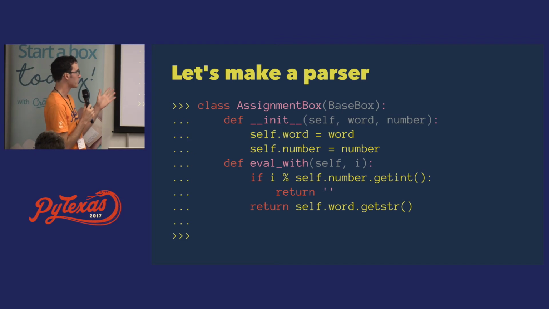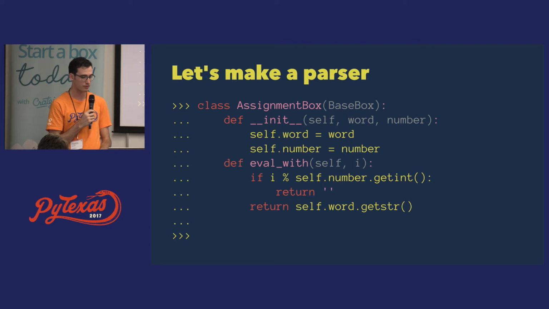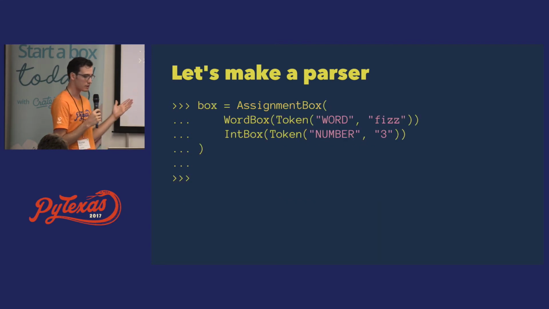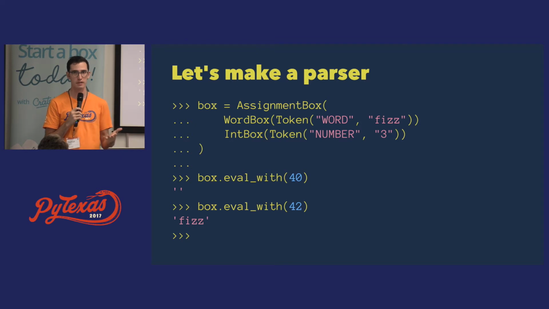Okay, so I pass it I, and if I is divisible by self.number, I return an empty string. Otherwise, I return the word that was initialized into an assignment box. So if I initialize the assignment box with the word fizz and the number 3, I can call eval with 40 and I get nothing back. But if I call it with 42, I get fizz back. Okay, that's interesting.